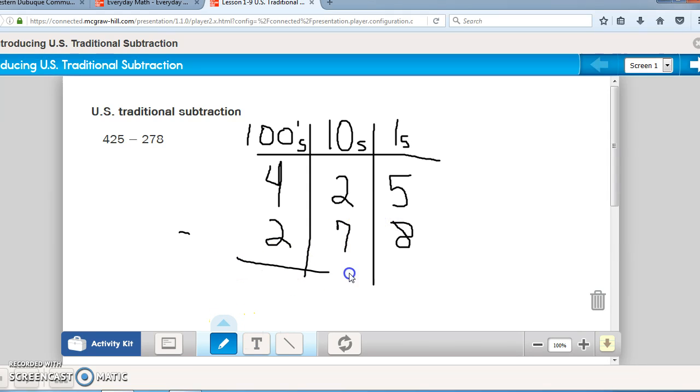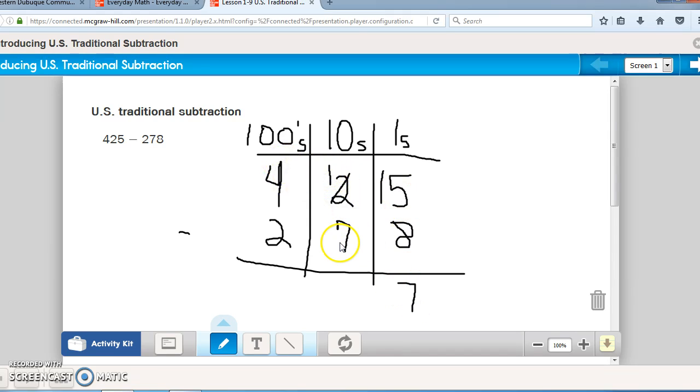So what we want to do is one column at a time. This is a column, up and down. So 5 minus 8 we can't do. So the 2, we take 1 away. So 1 away from 2 is 1. We put that 1 in front of the 5 to make 15, and 15 minus 8 is 7.